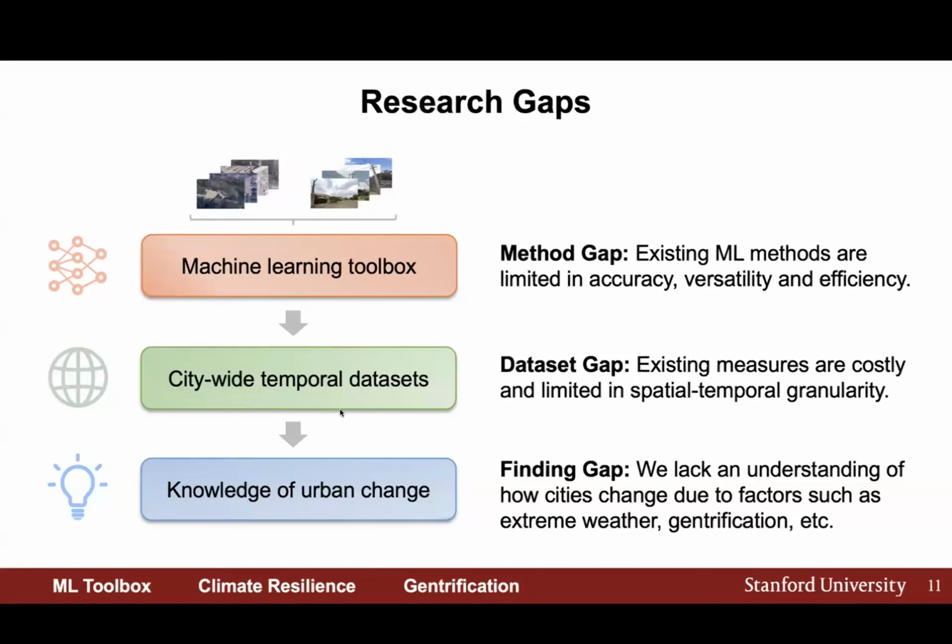So I will have 3 chapters for today's talk. The first one is on the ML toolbox we developed. This is on addressing the first gap. And the climate resilience project and the gentrification projects are more on applications. How do we use the toolbox? And we see how buildings change over time and do more analysis at scale. And we have some findings that were previously impossible.